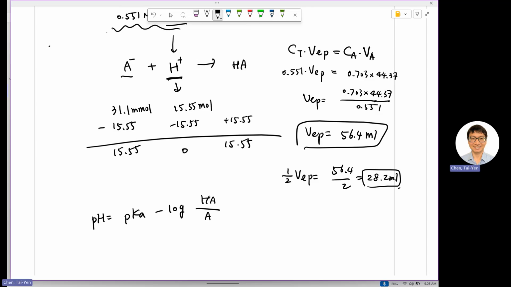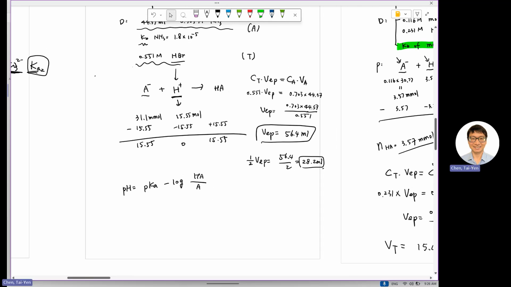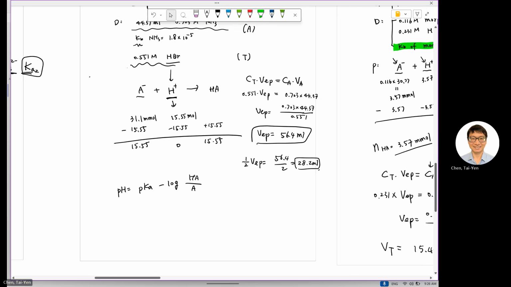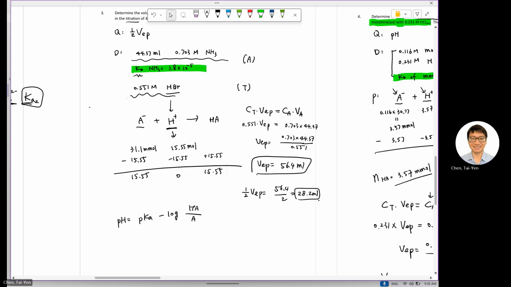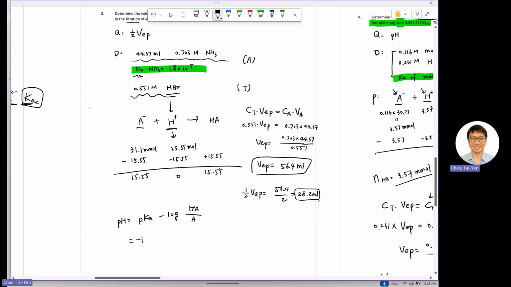Okay, so do you have Ka? If you go back and check, again, you don't have Ka, right? So again, you calculate your Ka. The first term will be negative log. Your Ka can be calculated by 10 to the negative 14 divided by your Kb, 1.8 times 10 to the negative 5. Right, that will be your first term.